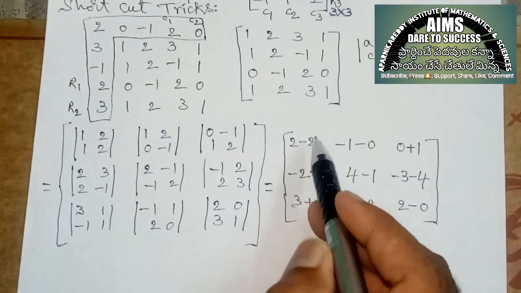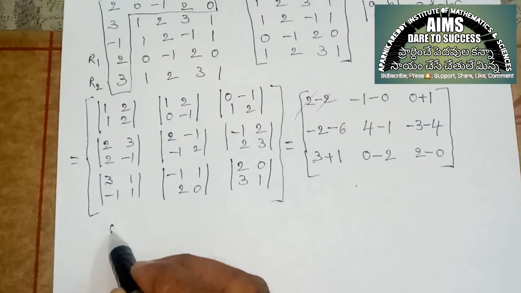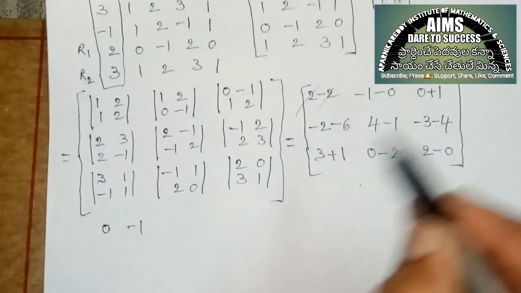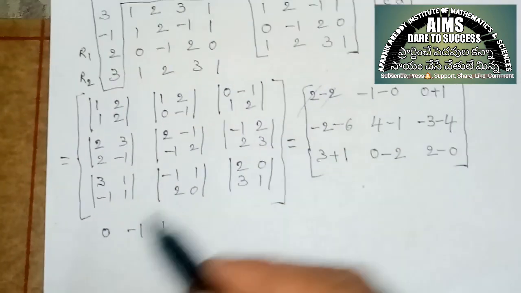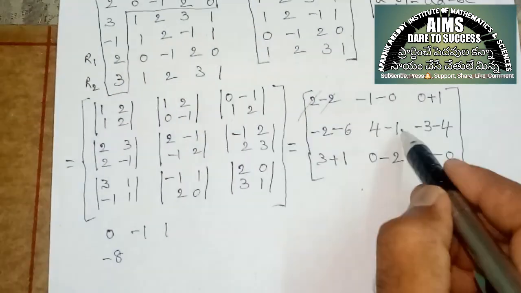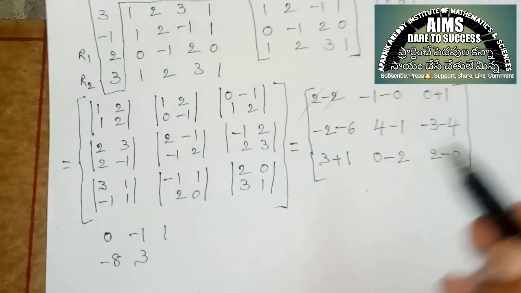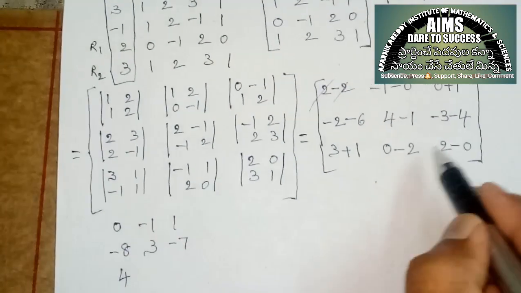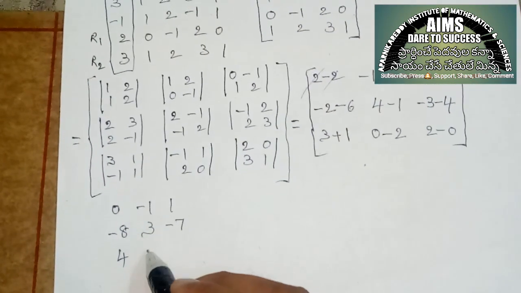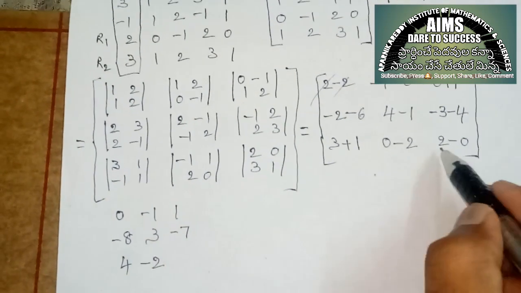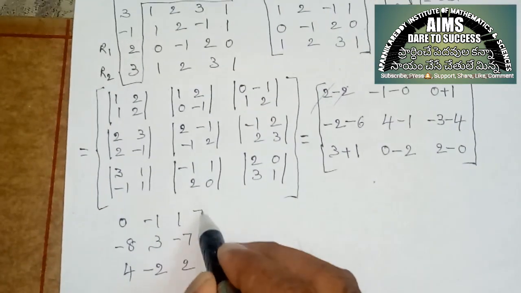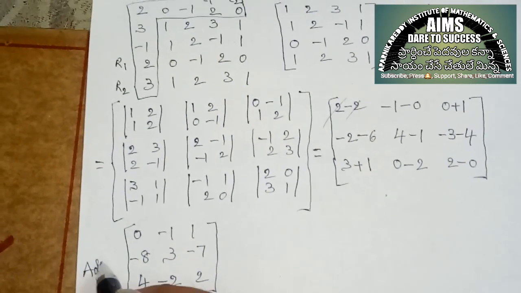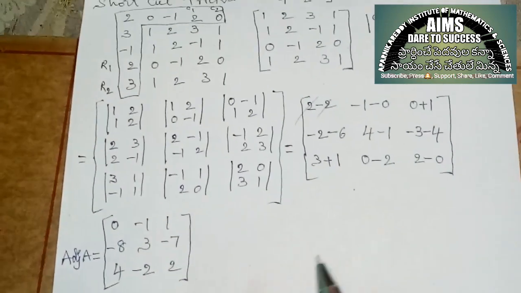After that, normal simplification: plus 2 minus 2 get cancelled, 0, minus 1 minus 0 is minus 1, 0 plus 1 is 1, minus 2 minus 6 is minus 8, 4 minus 1 is 3, minus 3 minus 4 is minus 7, 3 plus 1 is 4, 0 minus 2, small number minus big number is negative, so minus 2, 2 minus 0 is 2. This is the adjoint of the given matrix A.